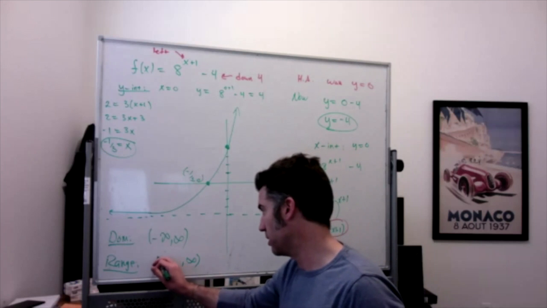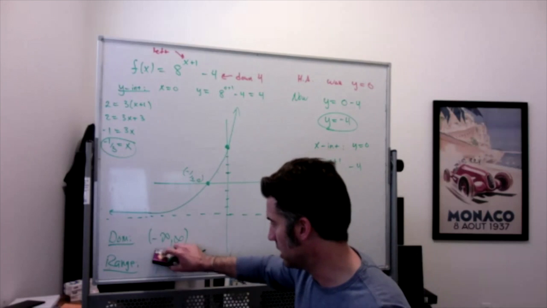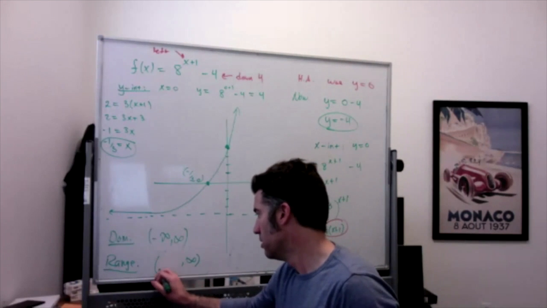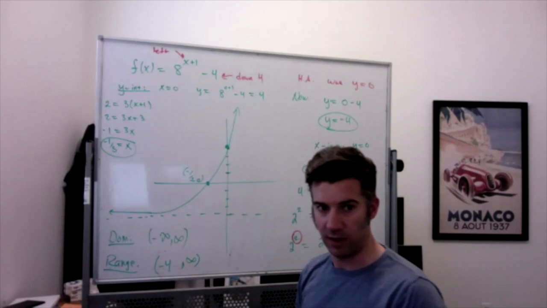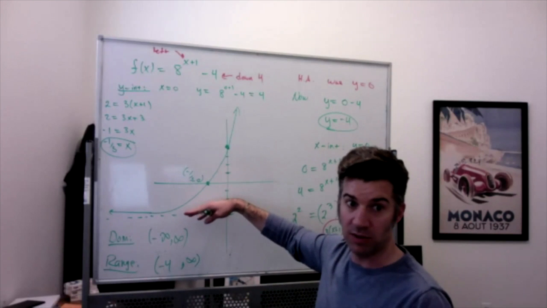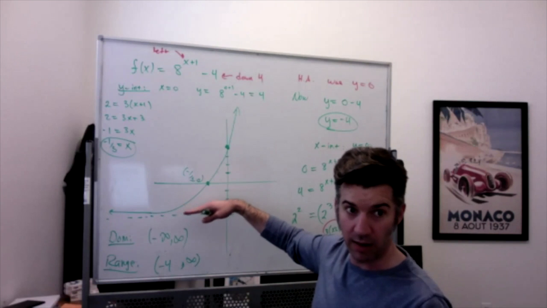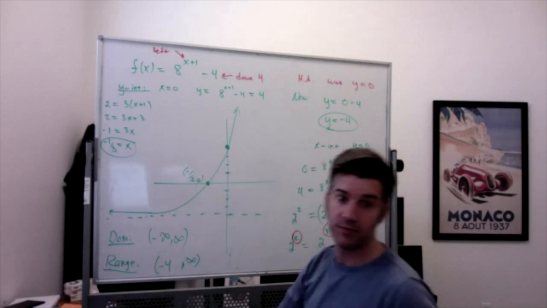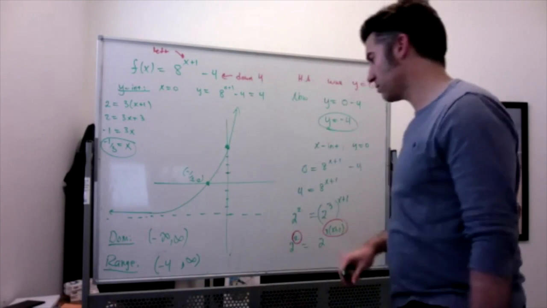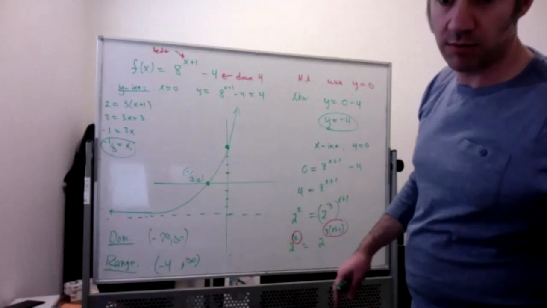So we say it's going to be parentheses negative 4 to infinity, right? We get all the values down to, but not including negative 4, and then up to infinity. Other questions about this one?